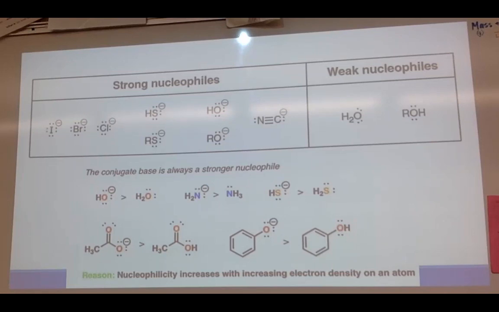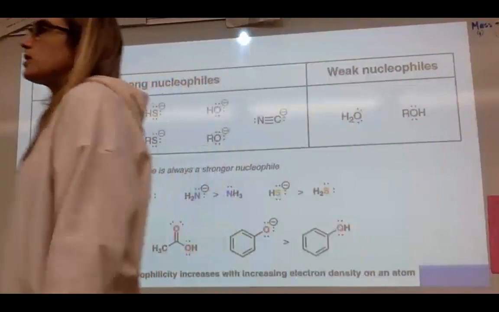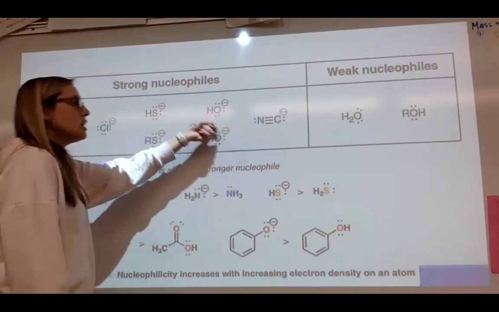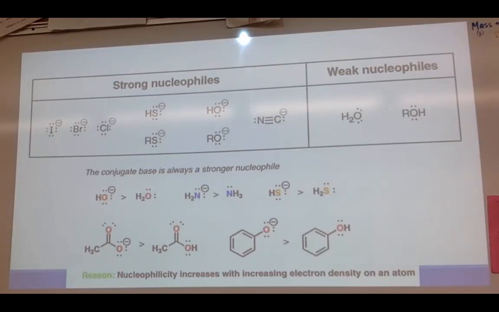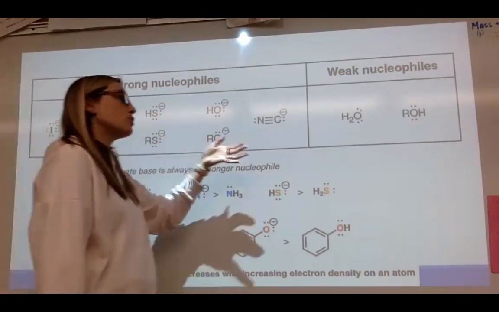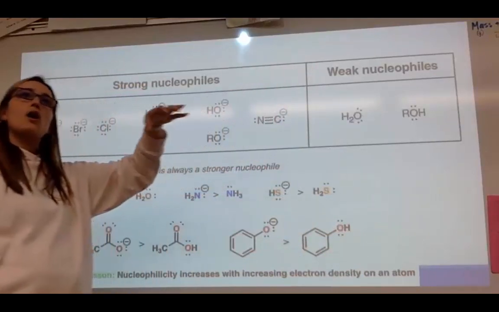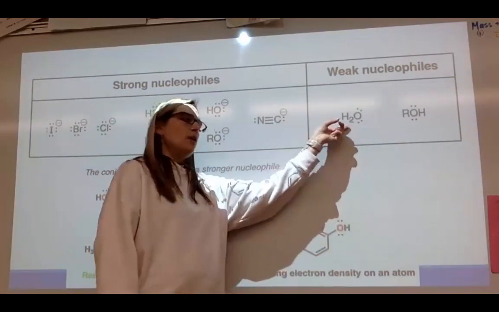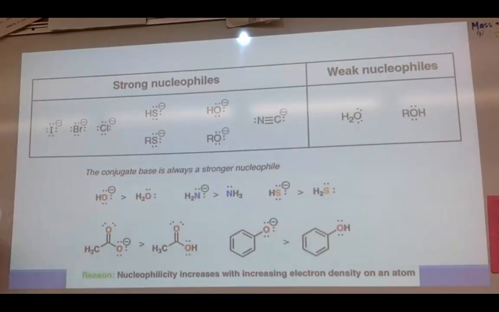So as we talk about nucleophiles, we have to make sure that we can distinguish between the strong and the weak. A strong nucleophile has to have a negative charge. Notice each one of these strong nucleophiles is an anion. Weak nucleophiles are just molecules, they're neutral. So water, alcohol, those are weak nucleophiles. They will still attack a carbon, but they don't have the strength to attack a carbon and kick a leaving group out at the same time.